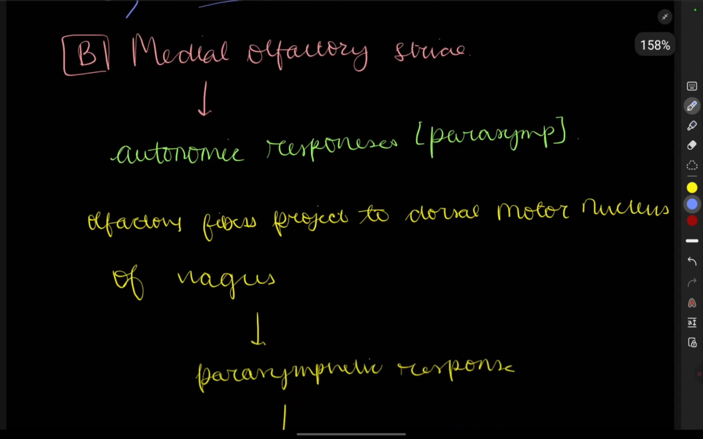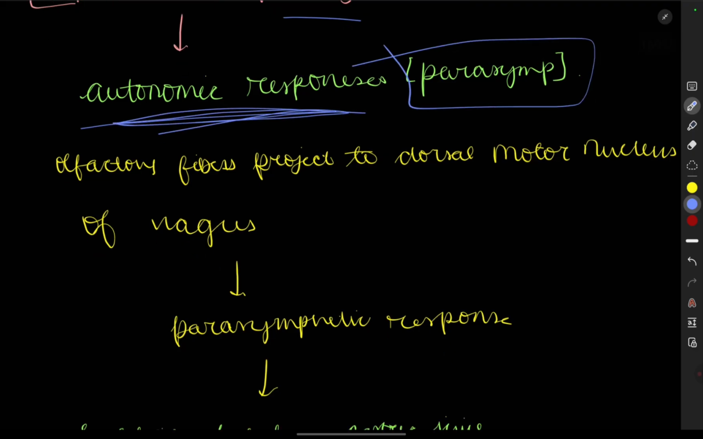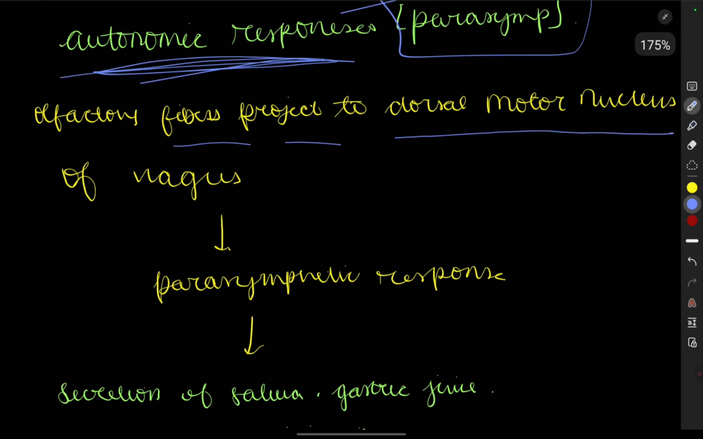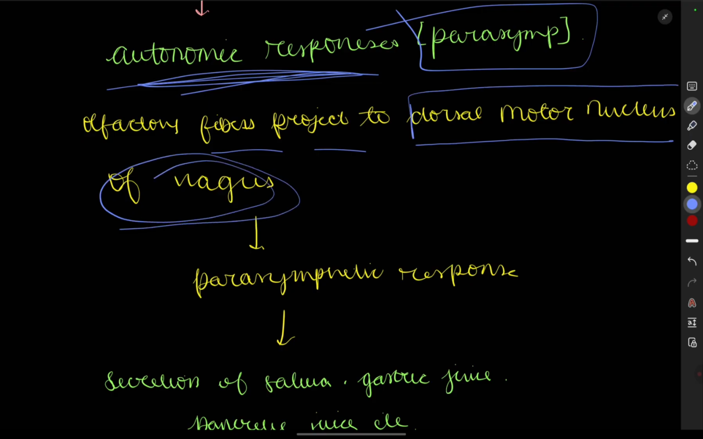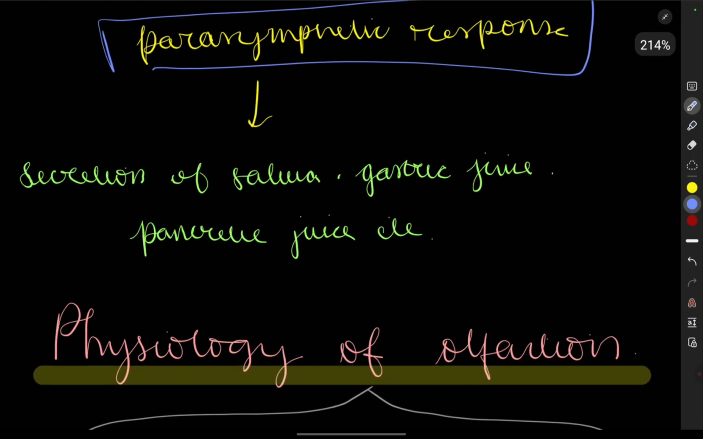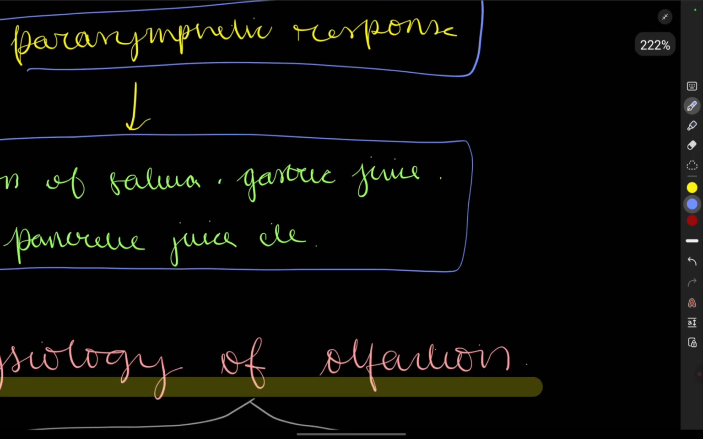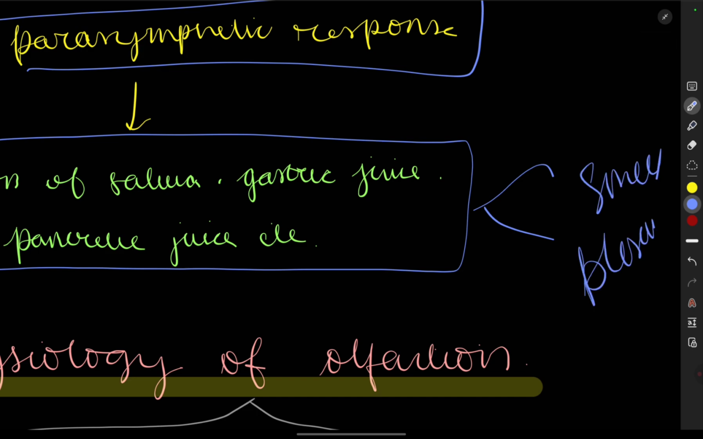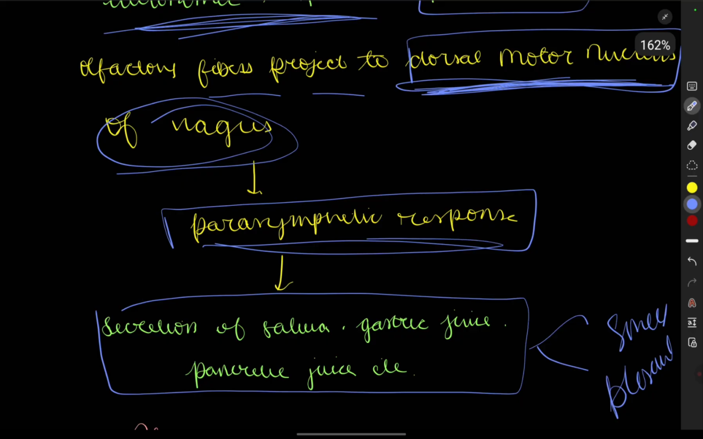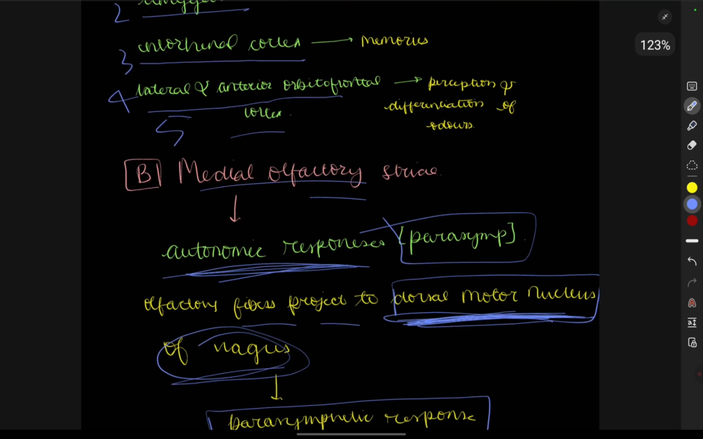And for the medial olfactory striae, it generates an autonomic response, mainly parasympathetic. Olfactory fibers project to the dorsal motor nucleus of the vagus, which stimulates the parasympathetic response that helps in secretion of saliva, gastric and pancreatic juices whenever we smell something pleasant or foods that we really like. So this is due to the medial olfactory striae.